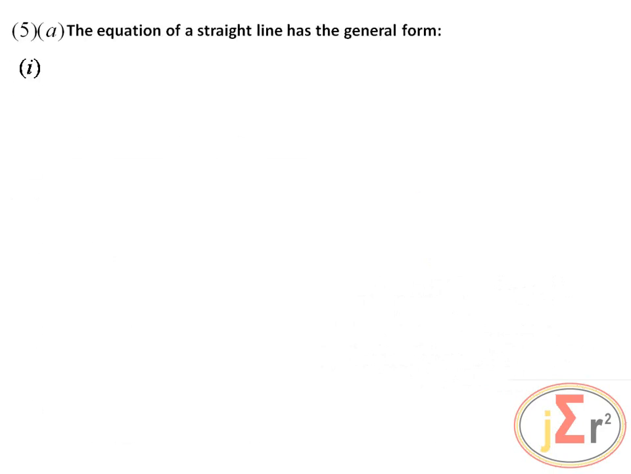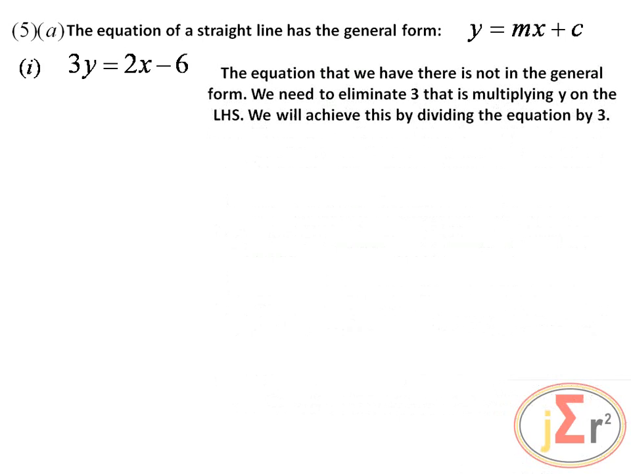The equation of a straight line has the general form y is equal to mx plus c. There we have an equation of a straight line, but it is not in that form. We need to eliminate 3, which is multiplying y on the left hand side, in order that we will get it in that general form. We will achieve this by dividing the equation by 3. Divide the entire thing by 3.